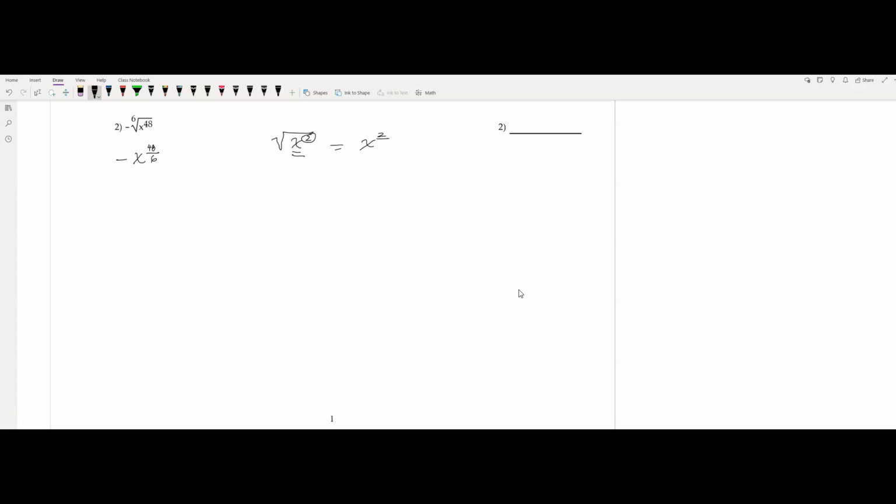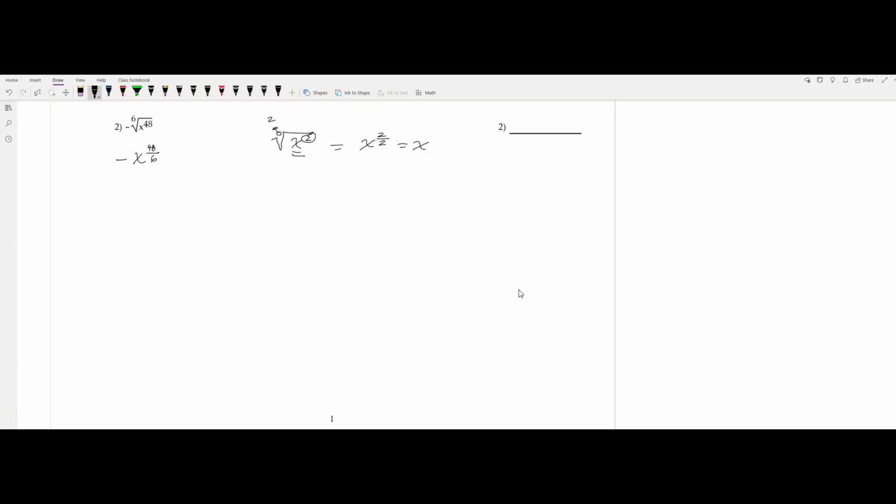And then the index here, since there's no index, you assume that it is 2, right? So the index, if you don't see anything, you assume that it is 2. And so here it is going to be 2 over 2. And we know that 2 over 2 is 1. x to the power of 1 is just x. So that's the rule. Okay?